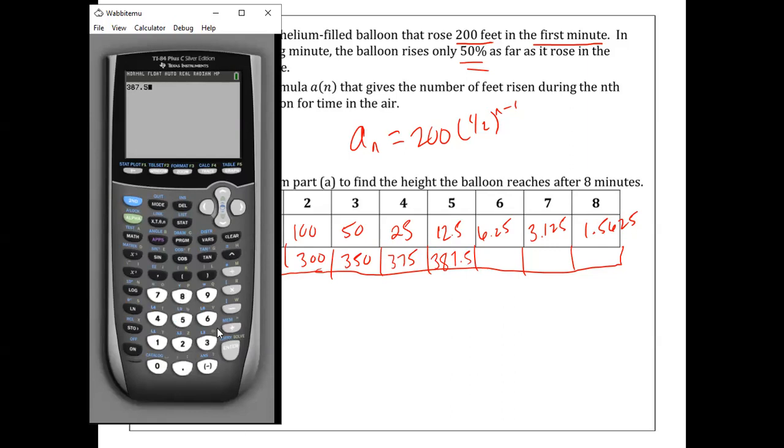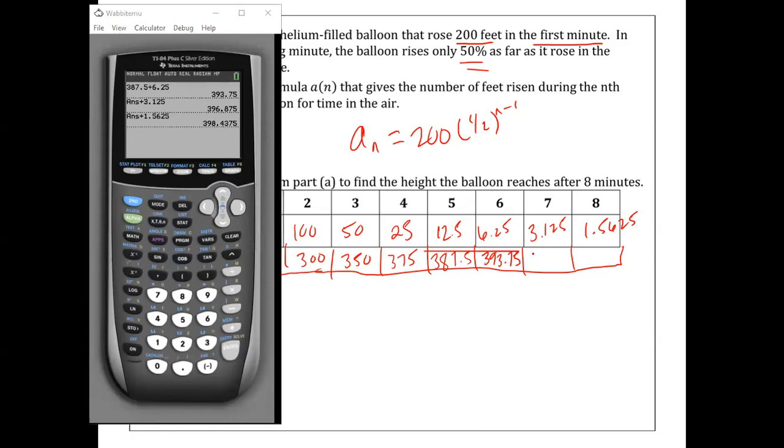So I'm at 387.5, right? And I add 6.25. I'm now at 393.75. Add 3.125. So I'm at 396.875. And then I add 3 and 125 thousandths. And then I'm going to add the 1 and 5,625 thousandths. And that puts me at 398.